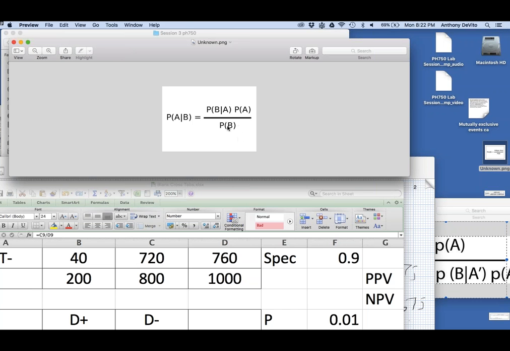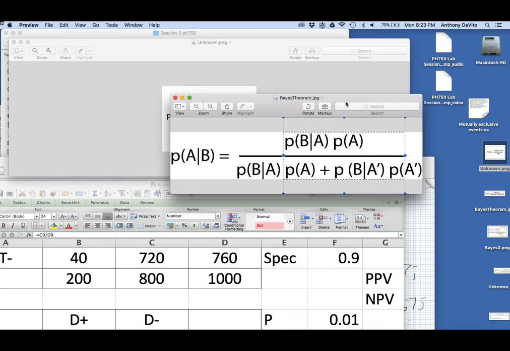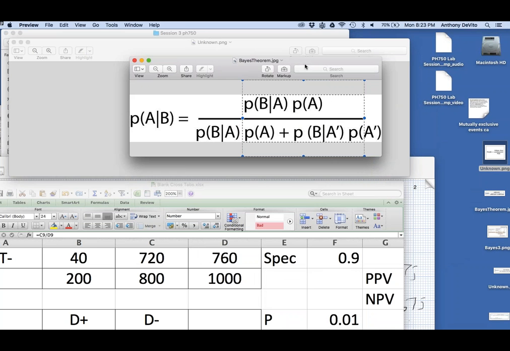The only problem is the probability that you test positive gets a little complicated, right? Because there are two ways to test positive. One is to test positive because you have the disease. The other way is to test positive because the test was wrong and you're one of the false positives, right? So I can expand that same formula into something that looks nasty like that, right?